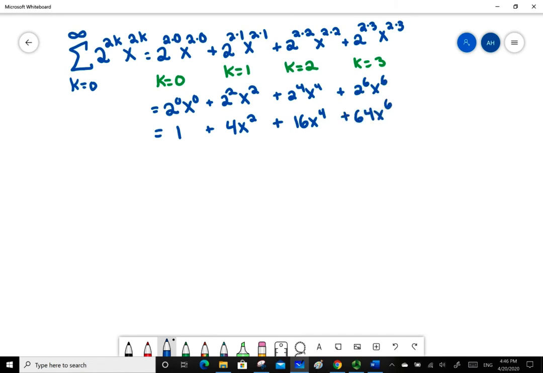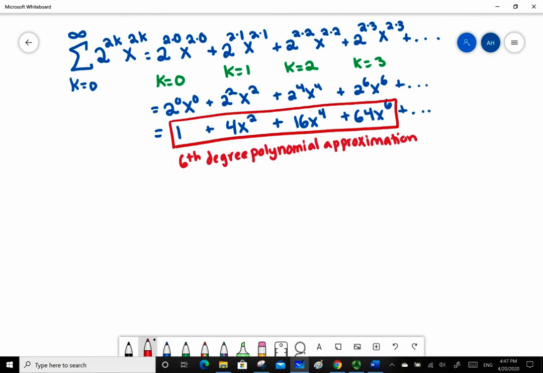x to the 6th. Now the series keeps going, but we just need a 6th-degree polynomial approximation. So since we've reached a 6th-degree term, we can stop, and this is our 6th-degree polynomial approximation.